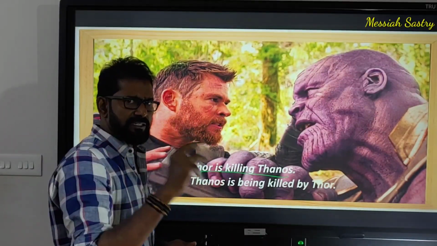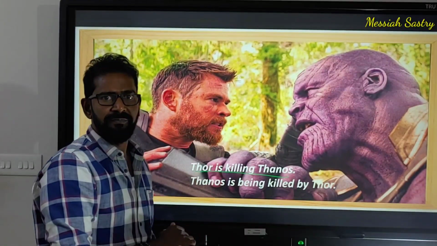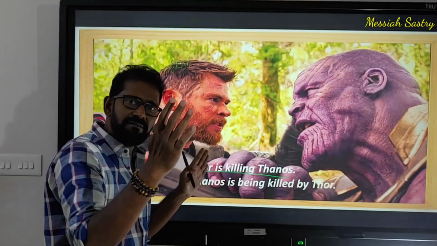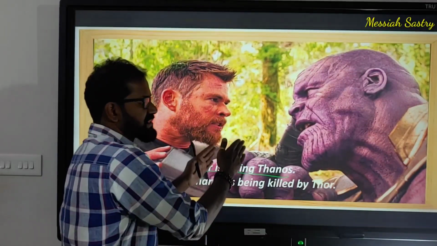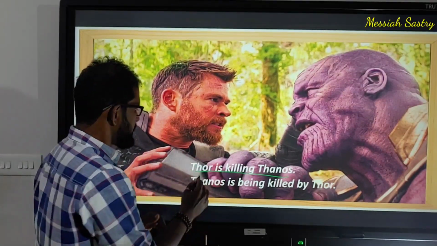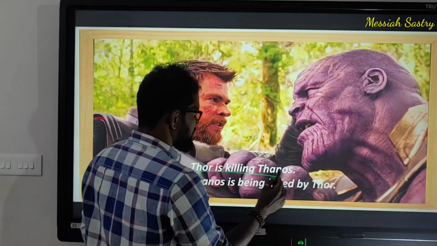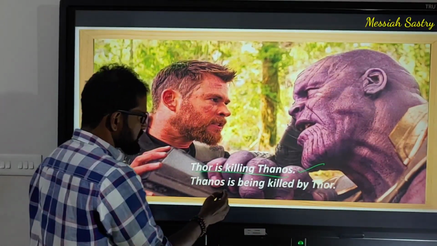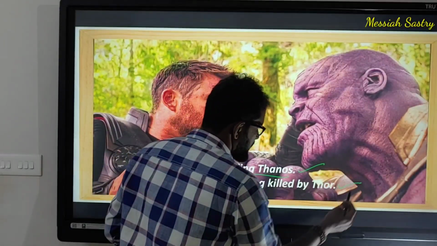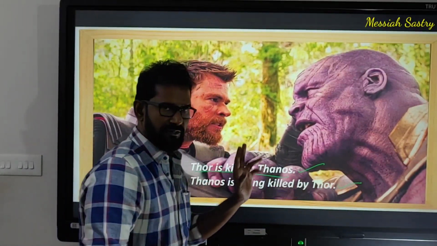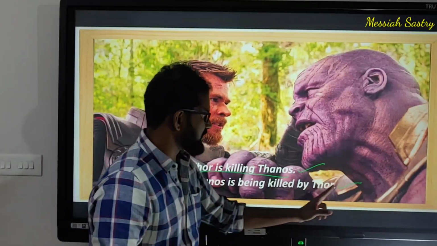In order to express the action to someone, you have two possible ways to express it. What are they? Thor is killing Thanos is one of the possible ways. Thanos is being killed by Thor is the other possibility. Thor is killing Thanos. Thanos is being killed by Thor.